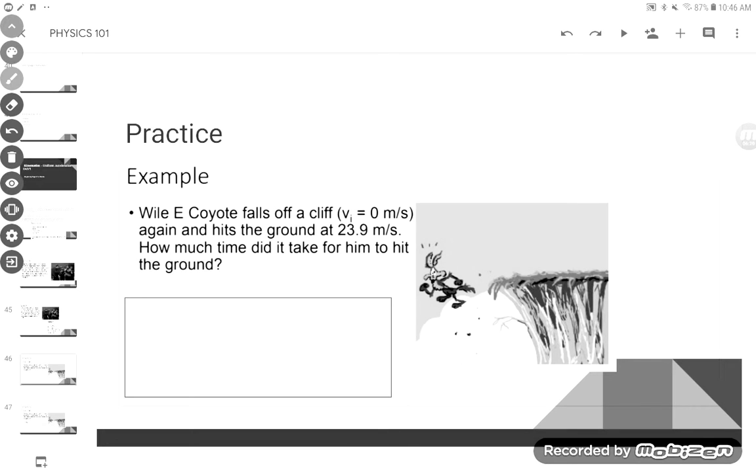One more practice question here. It's about Wile E. Coyote falls off a cliff. His initial velocity is 0 meters per second. Again, he hits the ground at 23.9 meters per second. How much time did it take for him to hit the ground? So for this one, you're going to have to rearrange the formula, okay? You're not solving for acceleration. You already have acceleration, okay?